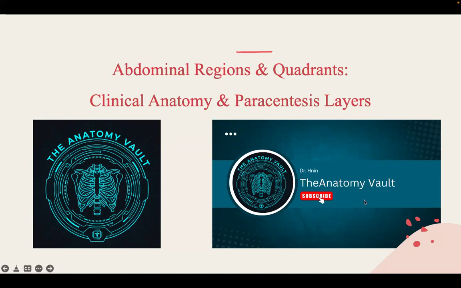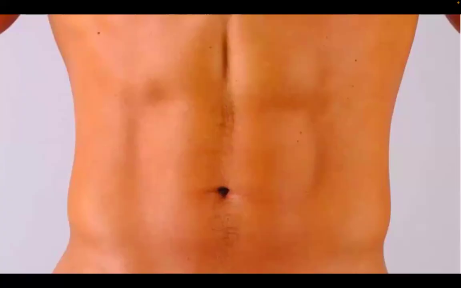When assessing a patient with abdominal pain or preparing for a surgical procedure, the first step is accurate localization. To do this, we divide the abdomen into specific zones. Today, we are exploring the topographic division of the abdomen, the muscles of the abdominal wall, and the clinical area you must navigate during a paracentesis.